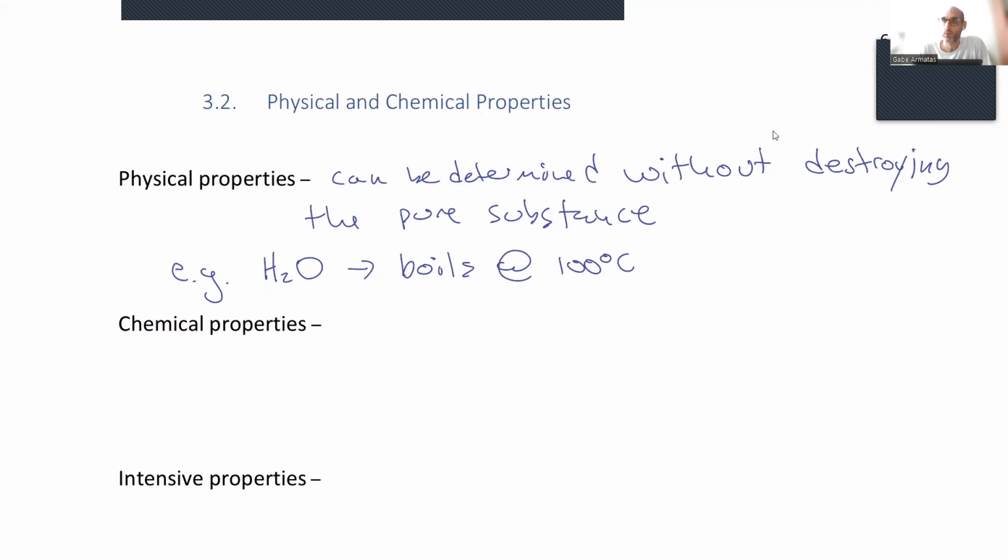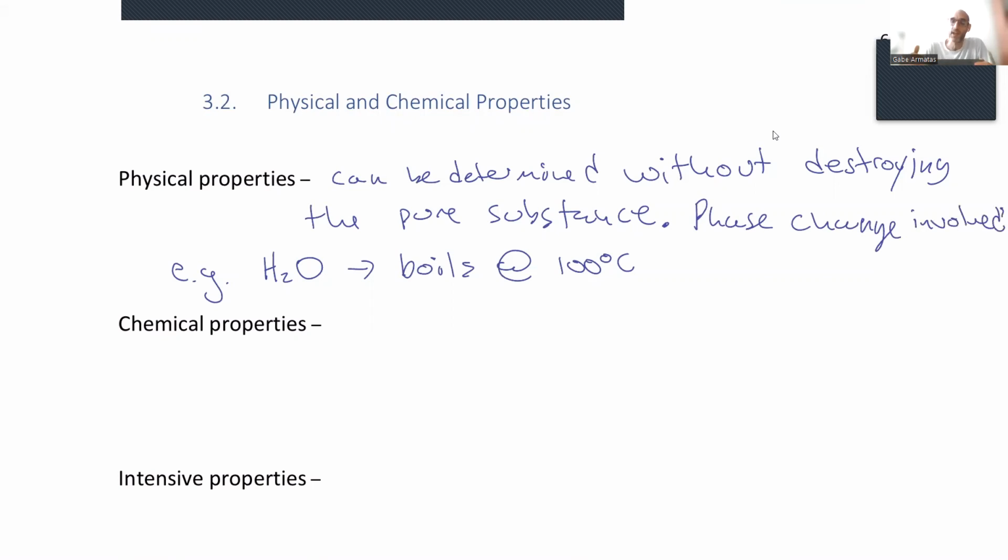Did water change? It did change because it changed phases, right? It was a liquid and it boiled and now it's turning into a gas. It's going off and boiling away. But it didn't change what it was chemically. It was liquid water and then it became gaseous water, but it was still water the entire time. So when you're looking at a physical property, we're looking at something that can be determined without destroying the substance. Really what we're looking at is a phase change, a physical change involved.